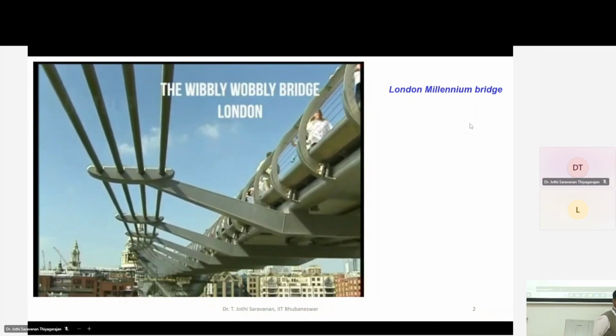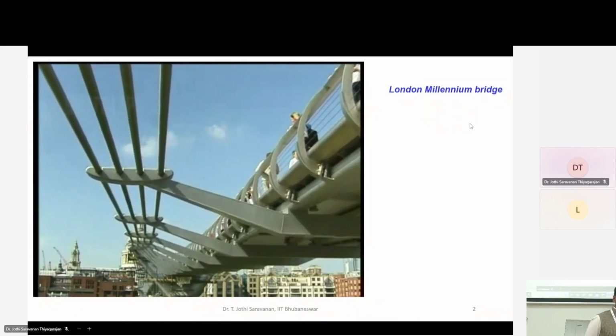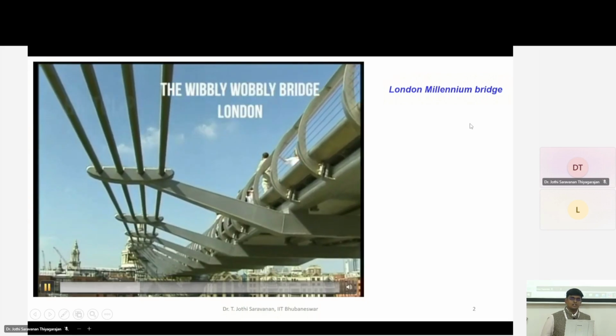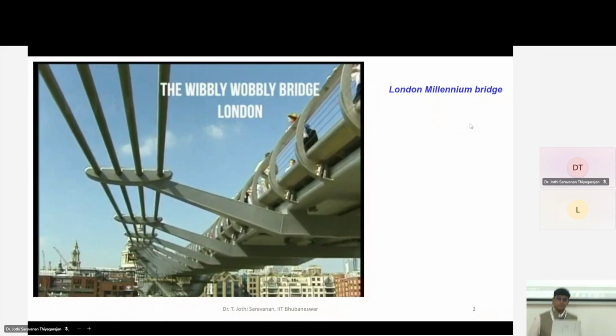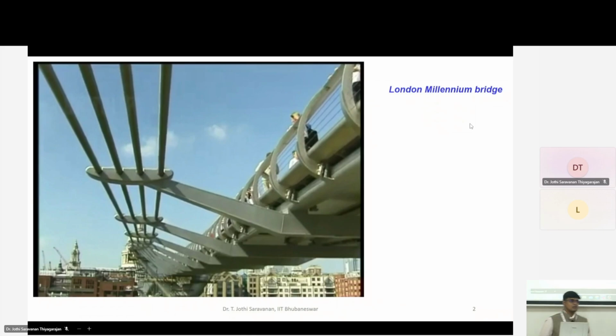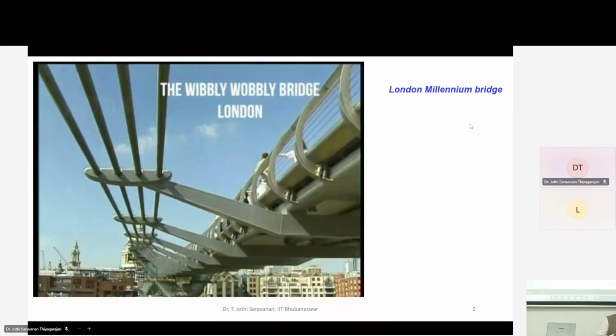So what can you understand from this video? This video has been taken by some tourist visitor, and I think it has stopped. This is called the wibbly wobbly bridge. So what can you observe from this video? Some observation as a civil engineer or a structural engineer or a dynamics or health monitoring expert, what can you observe? Yes, very good. You can feel the vibration.